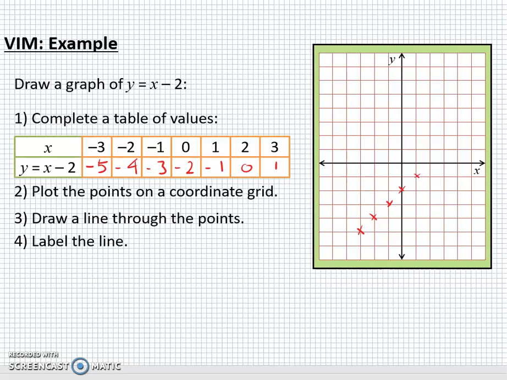And 2, 0, so along the corridor 2, but I'm not going up or down the stairs because my y coordinate is 0. And 3, 1, so along the corridor 3 and up the stairs 1.